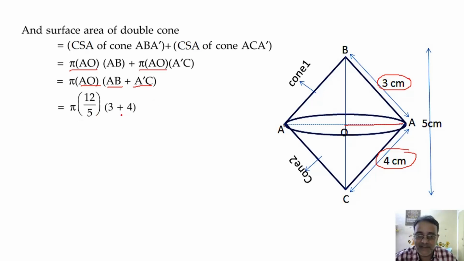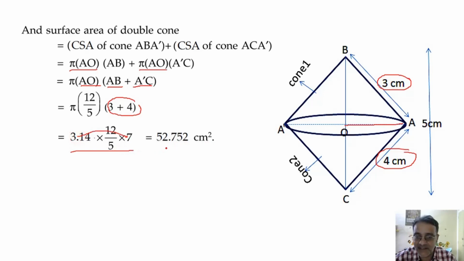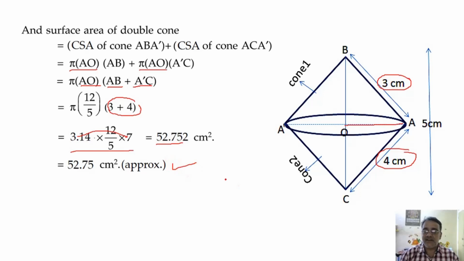Don't take 22 by 7, because here 7 is coming and it will cancel with the 7, so don't take it. So 3.14 into 12 by 5 into 7. Now if you solve this, multiply these three and divide by 5, we'll get 52.752 centimeter square. Rounded to 2 places, 52.75 centimeter square. So this is the total surface area of the double cone.